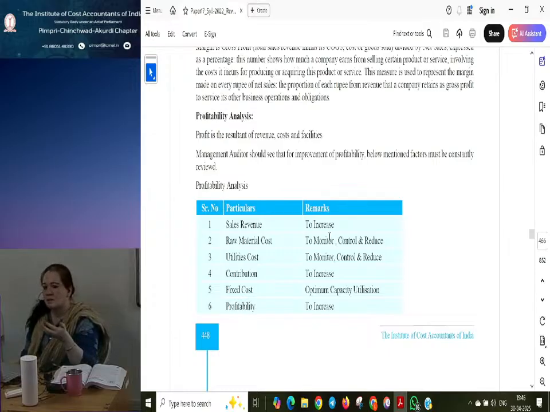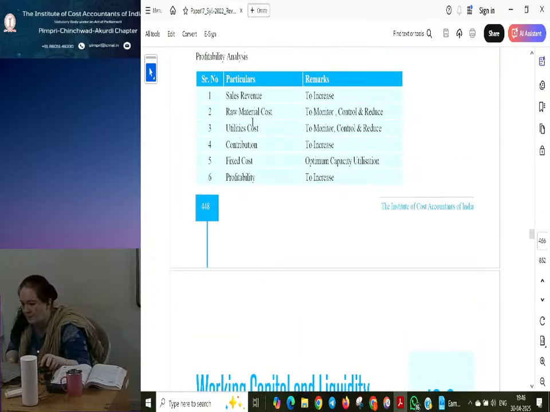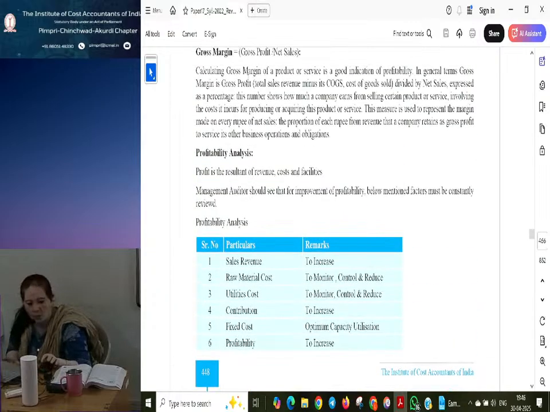Fixed cost is a cost factor. So once again, optimum capacity utilization so that the fixed cost per unit is getting reduced. Then profitability, of course, is on the revenue side and it needs to increase. So what we will do is a problem, fine.